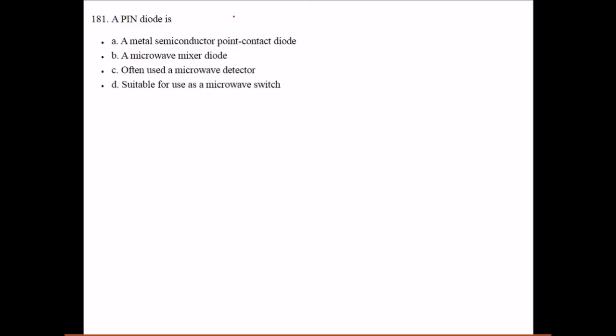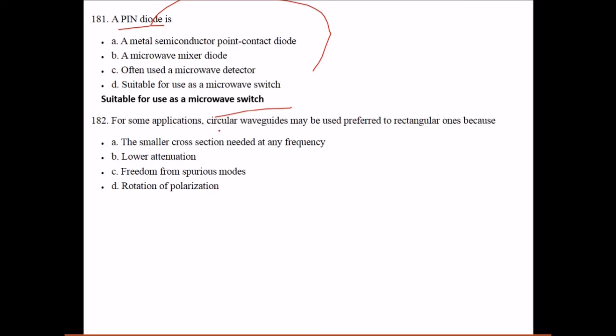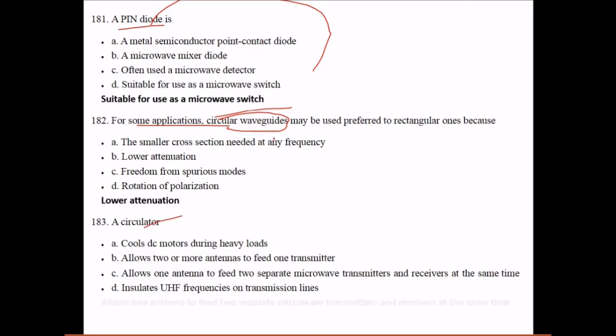A PIN diode is suitable for use as a microwave switch. For some applications, circular waveguides may be preferred to rectangular ones because of lower attenuation. A circulator, what is a circulator? It allows one antenna to feed two separate microwave transmitters and receivers at the same time.